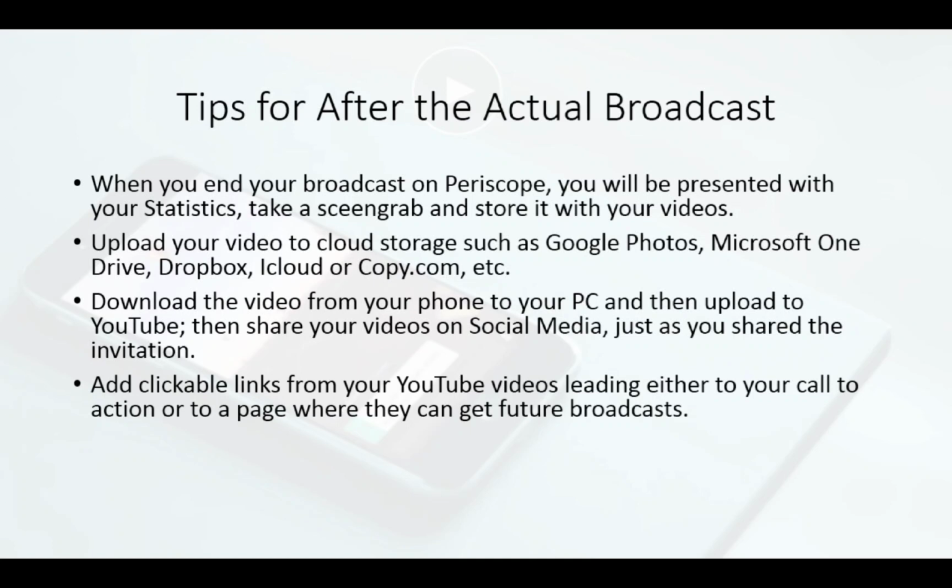Now, inside of those YouTube videos, you want to add clickable links. That will mean that you're going to be using the annotations function. That means that you're going to have a website associated with your YouTube video. And you want to have those links leading to the call to action that you did during your actual broadcast, or to a page where they can get access to your future broadcasts. But typically, the best thing that you can do is to make sure that someone who clicks on even that YouTube video has the opportunity to get your call to action and be taken to the page where they can actually do a purchase and get what it is that you have to offer.